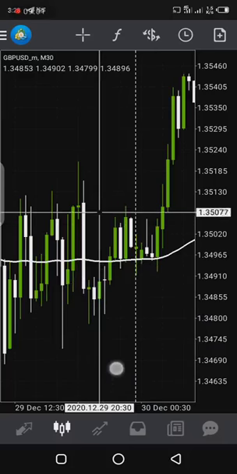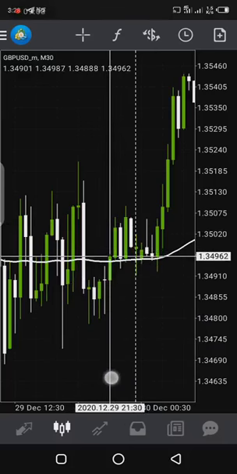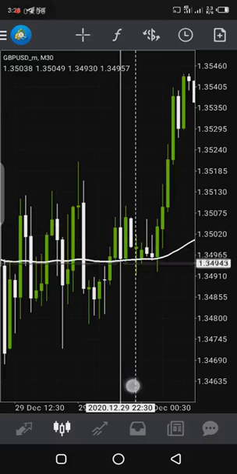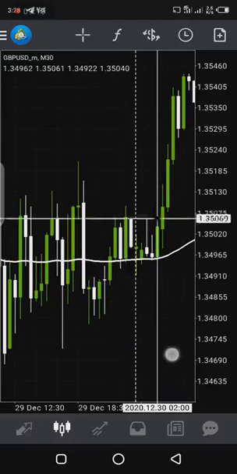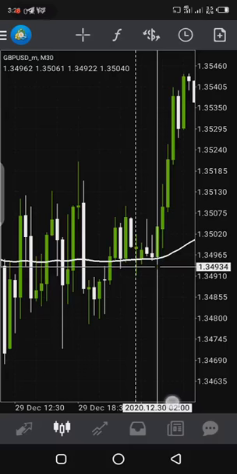Okay. This was breakout, came to retest and was engulfed by this. Yes. You put your stop loss here. Boom. Sorry. Stop loss was hit at this point.